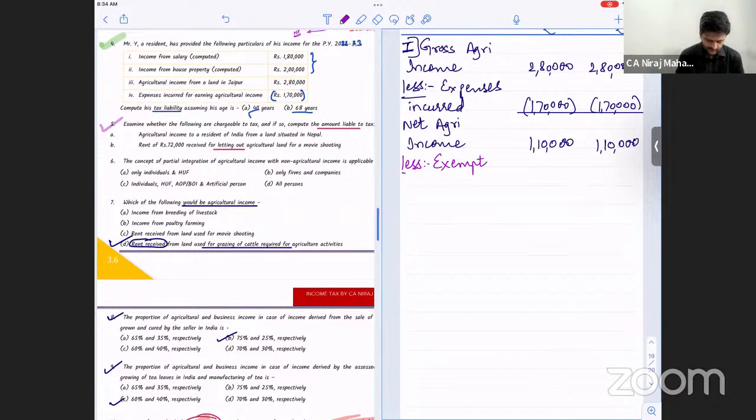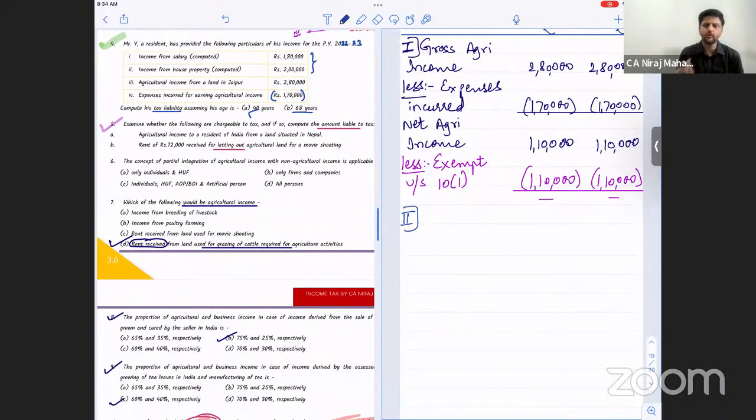So I'll write on your list: exempt under section 10(1). Entire agri income is obviously exempt. I told you it can be 1 crore or 10 lakhs or whatever. Correct? Look at the nature of income first. We'll go as per the incomes and then we'll see the total, no?